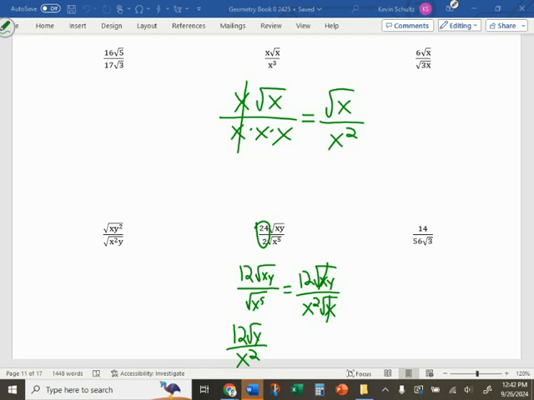So easy, guys. Once you start to see and recognize what can be simplified, it's not that bad.